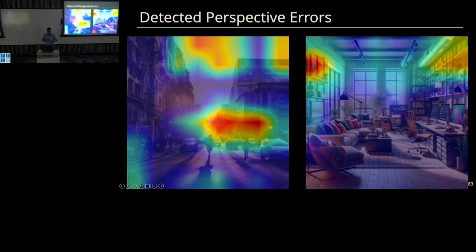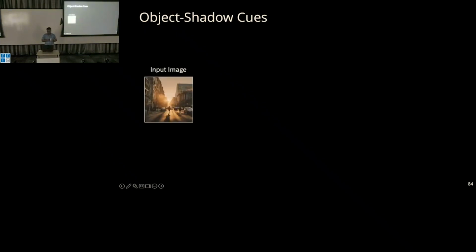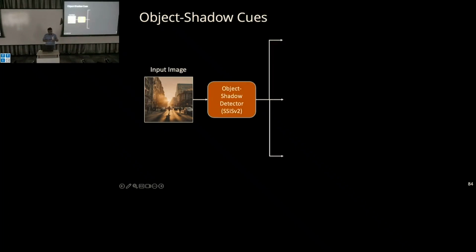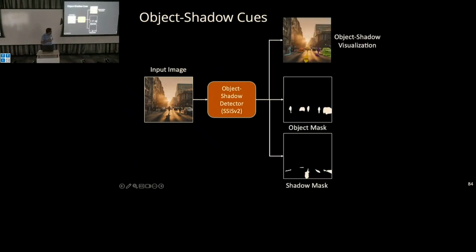And we use a very simple model. What we do is we train a simple classifier that takes in object shadow cues. For example, here we take an input image and we use a pre-trained model to recover object masks and shadow masks. And then we train a simple ResNet classifier that takes only the masked images, not even the RGB images, an object mask and a shadow mask, to tell whether an image is real or generated. Same thing, we do this for perspective cues.